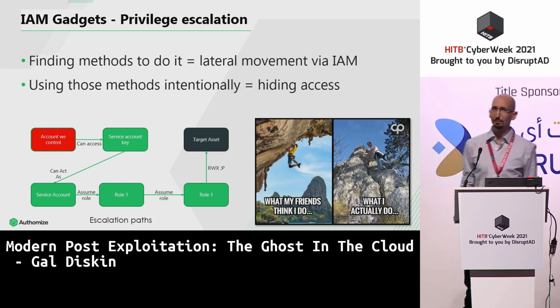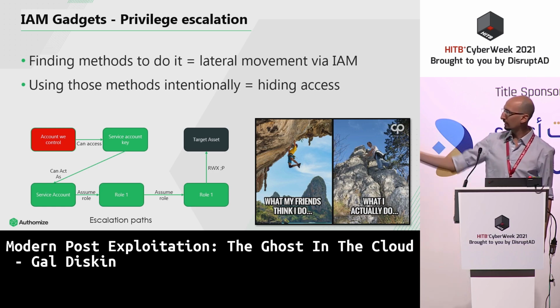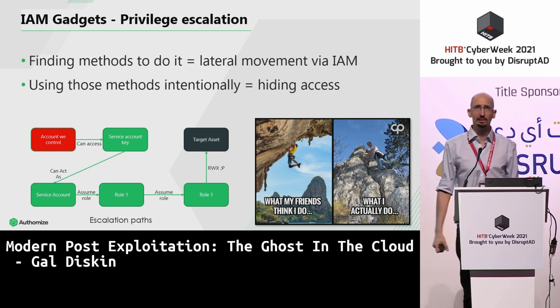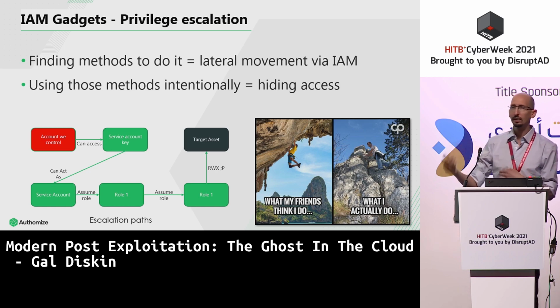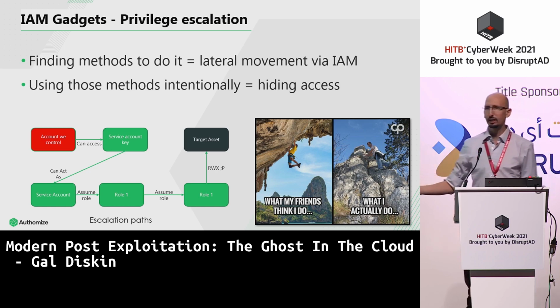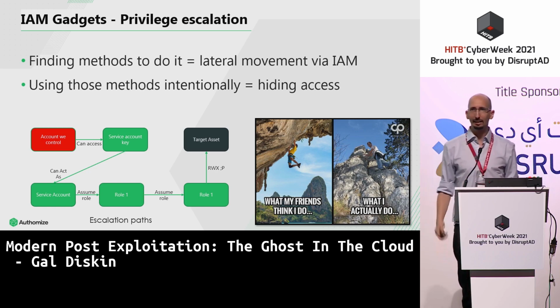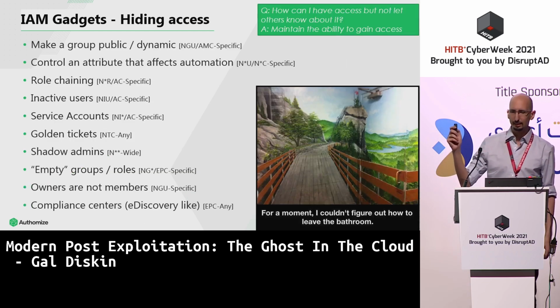Which brings us to the analogy of what I actually do and what I think I do are not as complex, right? And what is illustrated over here is an escalation path that is based on access to a service account and several role chains granting us access to a certain target asset.